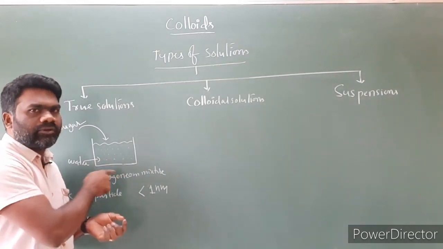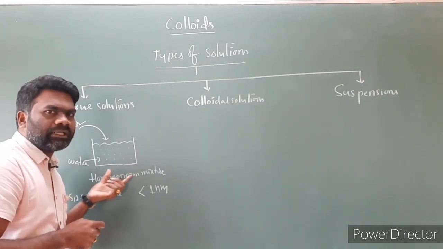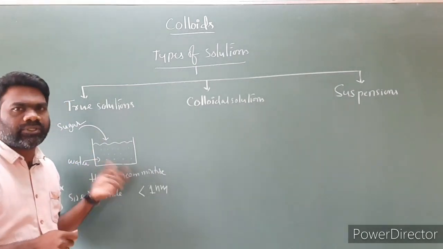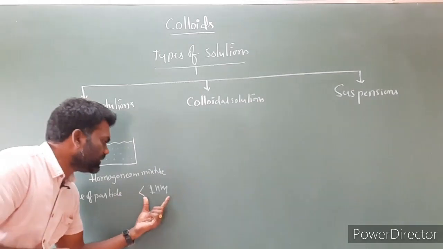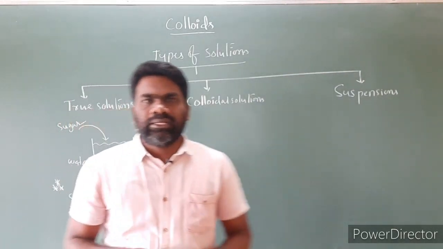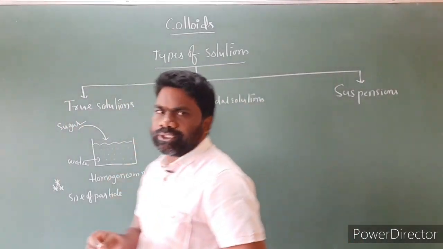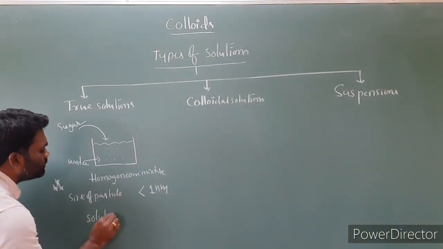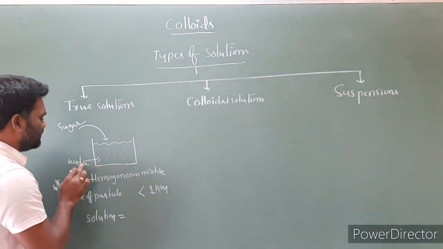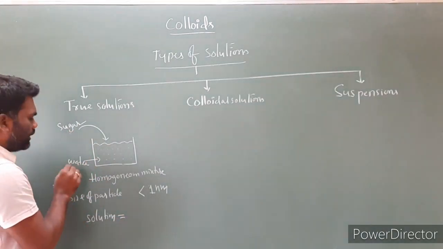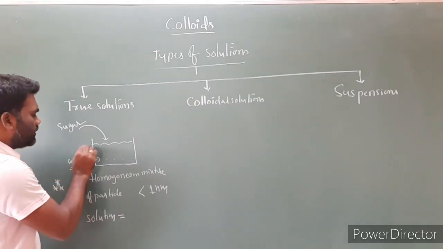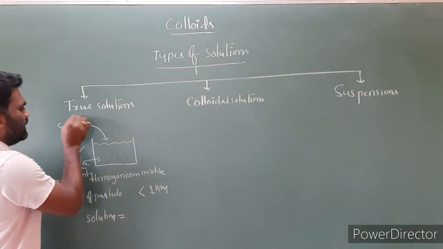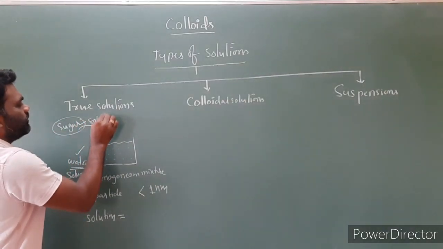Then with our eye we cannot see the particles. So what are the particles present in the true solution? The solute particles, we cannot see with our eye, because the particle size is less than 1 nanometer. In this case, the solution consists of two components, one is water, another one is sugar. Water is the larger quantity. The larger quantity component is called the solvent, and the lesser quantity component is called the solute. We know this point very well.